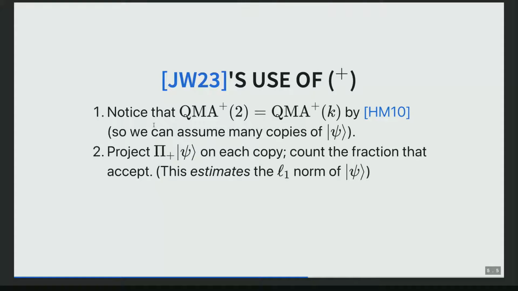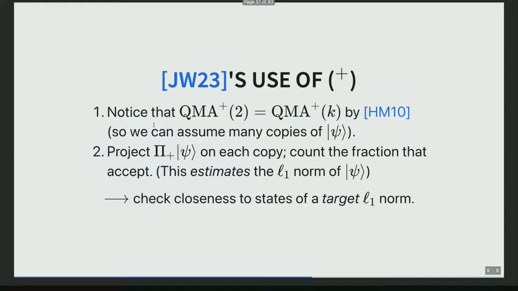Then we'll project this pi plus operator on each copy, and count the fraction that accepts. This gives us an estimate of the L1 norm, because this operator accepts proportional to the L1 norm. So we can ask for states that are close to an L1 norm that I want. If Arthur has a particular sparsity in mind, then they can ask for it by making sure the states are close. You can use this to get stronger properties like subset states and so on, but this is the main point: you can estimate the L1 norm.